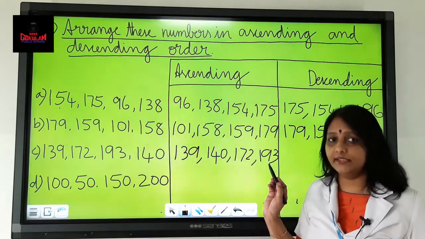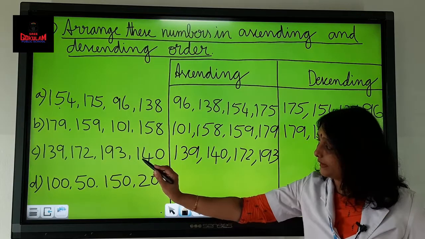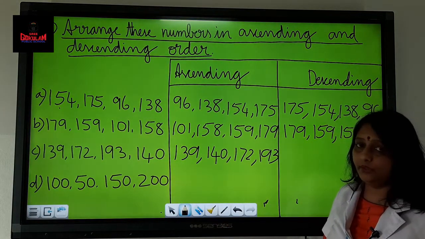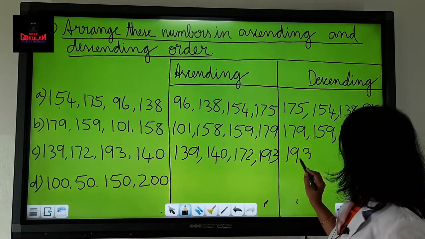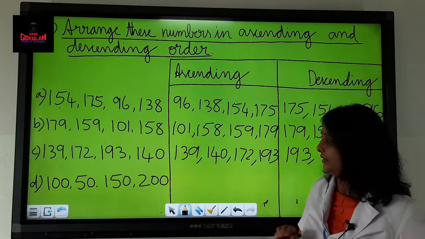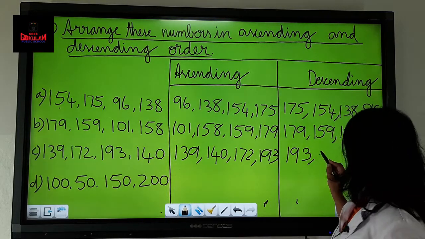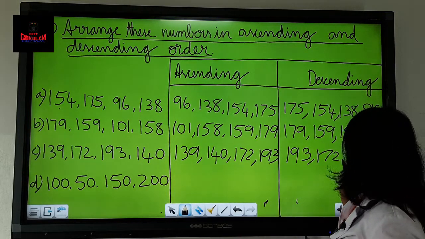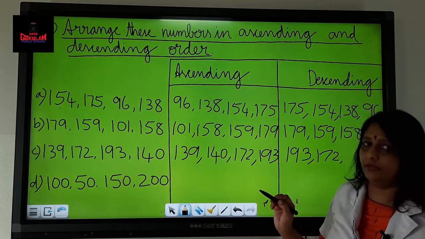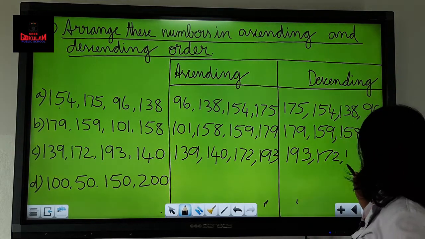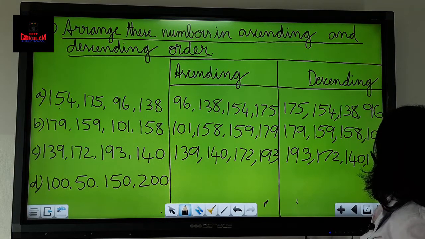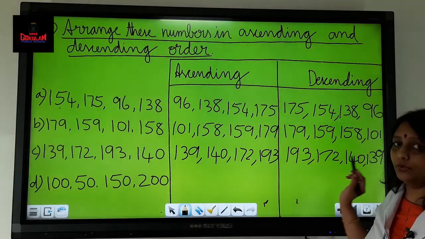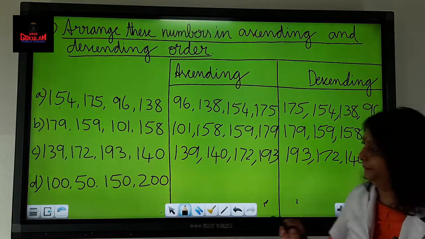Now, arranging in descending order, which is the greatest number among those 4 numbers? 193. Yes. Next smaller number will be 172. Next, 140. Next one is 139. Greatest to smallest.